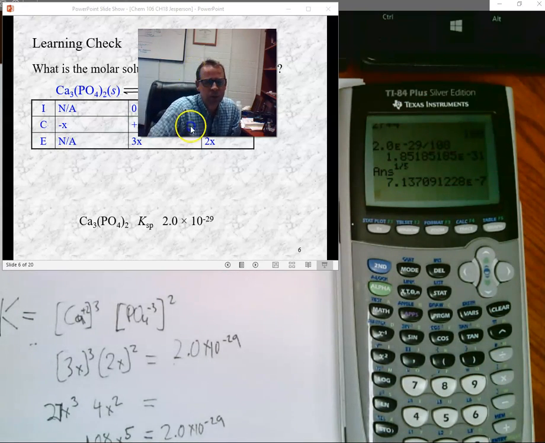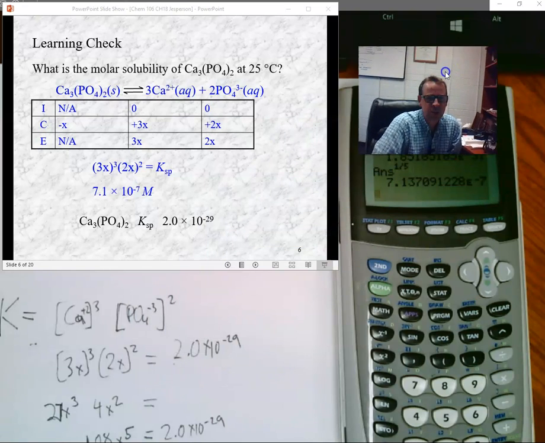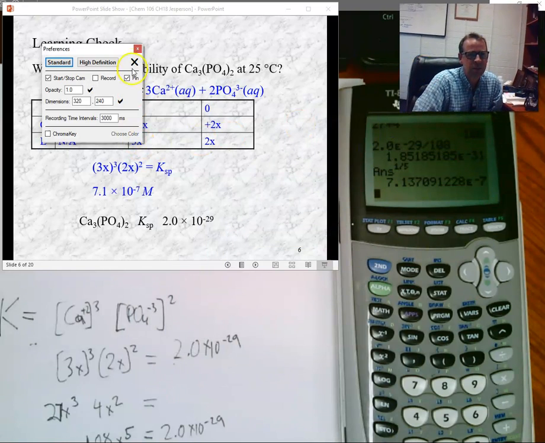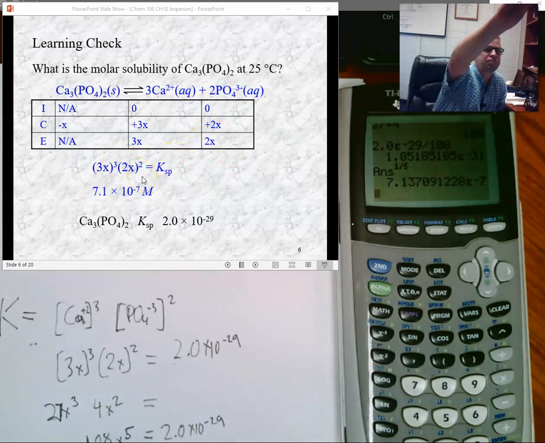Okay? So again, (3x) cubed times (2x) squared was equal to our Ksp. And then once we solve for x, 7.1 times 10 to the minus 7. So a little bit of, not terribly tricky math, but just a little bit of a reminder of recognizing that when this 3x, which is the concentration of the calcium ion, goes in here, it still needs to be cubed. And when this 2x goes in here, it still needs to be squared.